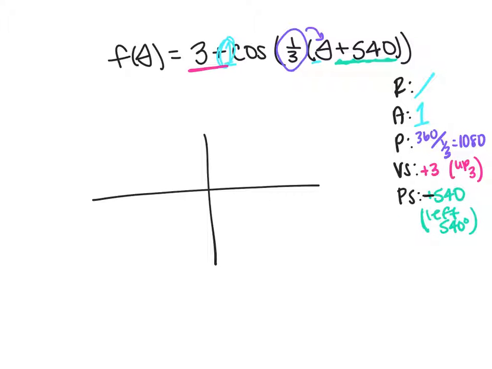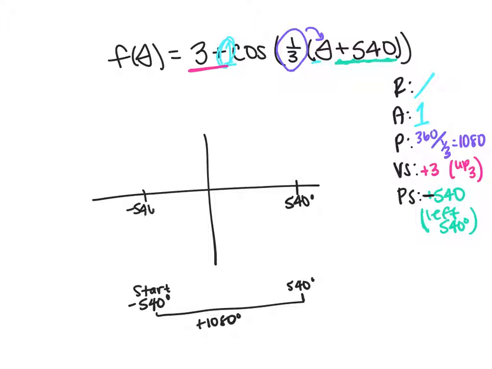So now let's just put all of that together. So we draw out our graph. We know we are starting left 540 degrees. It's going to be over here somewhere. So our start is going to be at negative 540. We know our end is going to be 1080 degrees beyond that. So if we type in the calculator negative 540 plus 1080, we get that this is going to end at a positive 540 degrees. So 540 is our end, negative 540 is our beginning.